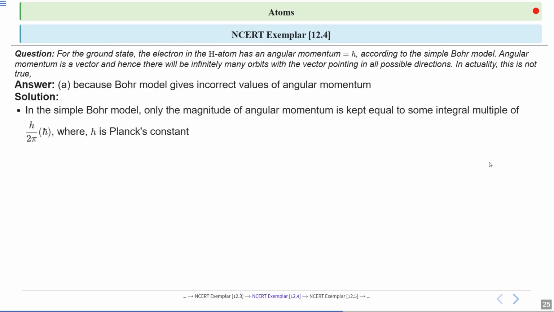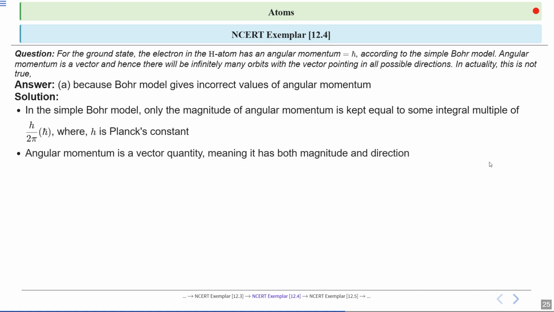So the correct option is A, because the Bohr model gives an incorrect value of angular momentum. First, let's recall what the Bohr model says. In this model, the electron's angular momentum is said to be an integer multiple of h divided by 2 pi, which we call h bar, where h is Planck's constant.